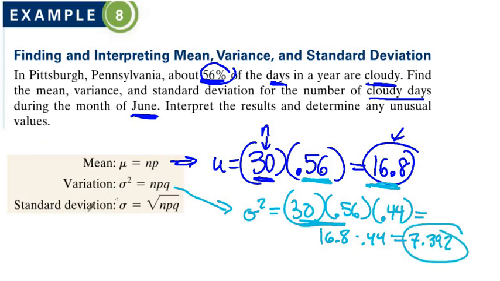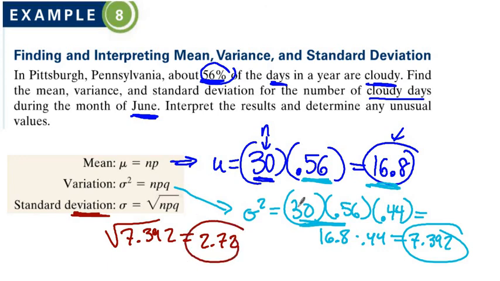How do you find the deviation? If you know the variance, you just take the square root of that number. So when you take the square root of that number right there, you would get a deviation of 2.72 days. So the average number of cloudy days in June is 16.8, give or take 2.7 days either way.